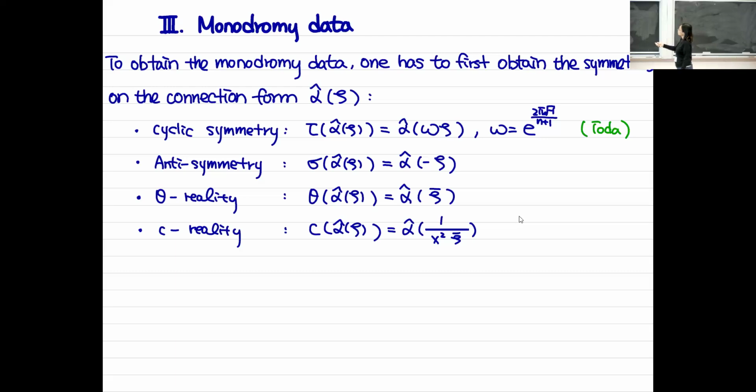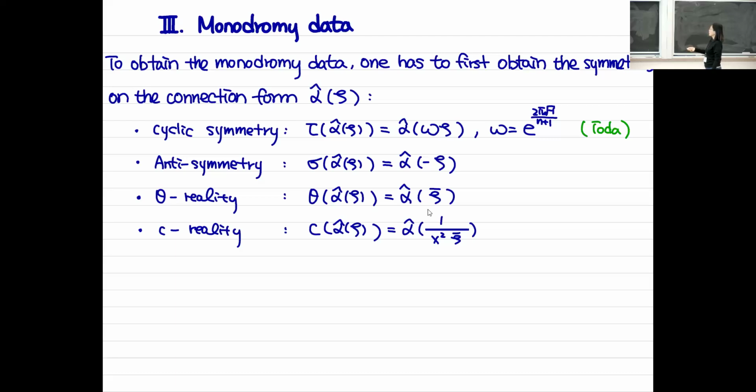The first one is the cyclic symmetry. As you can see, what it does is rotating. Zeta is the variable, right? And omega is the n+1 roots of 1, so you are rotating with this angle. That's the Toda condition.